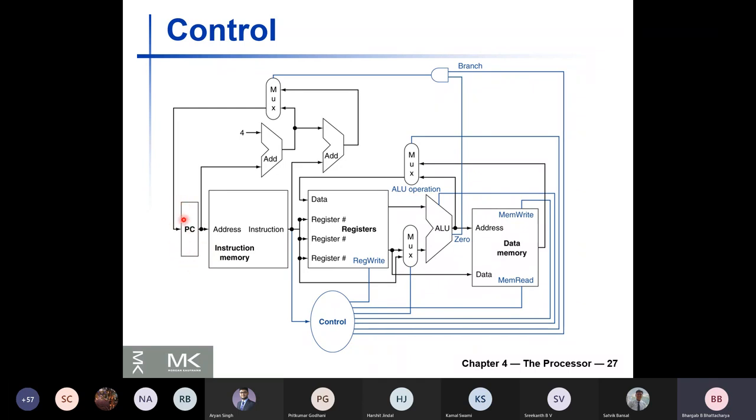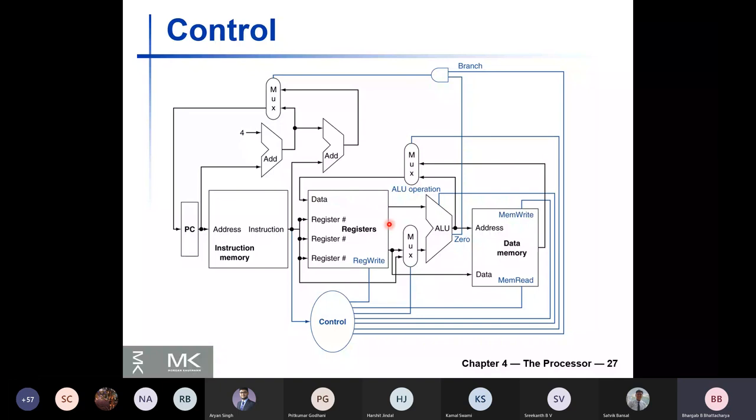You need a PC here. This is the stuff which takes care of PC plus 4. This is the stuff which takes care of the computation of the branch or jump address. And we need a mux here. Either it could be PC plus 4 or it could be something else, the target address. And we need a mux here too, and then you load the PC with the appropriate value.